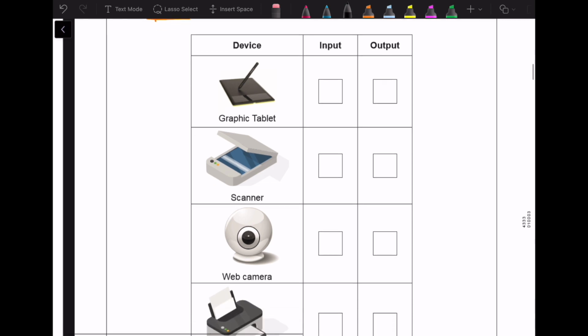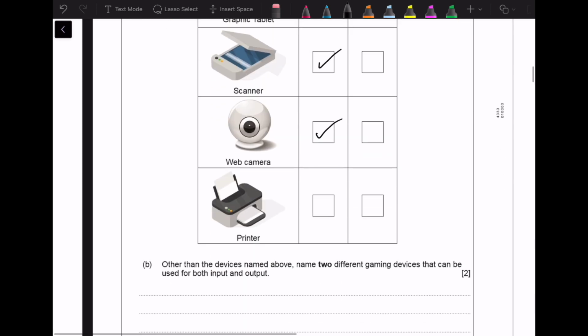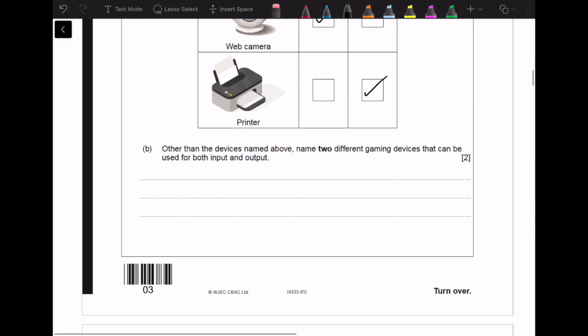So a graphics tablet is an input device. A scanner is an input, a webcam is an input, and a printer, which is the one at the bottom there, is an output. Now, this question here, 1B, is very similar. It's asking for two different gaming devices that can be used for both input and output.